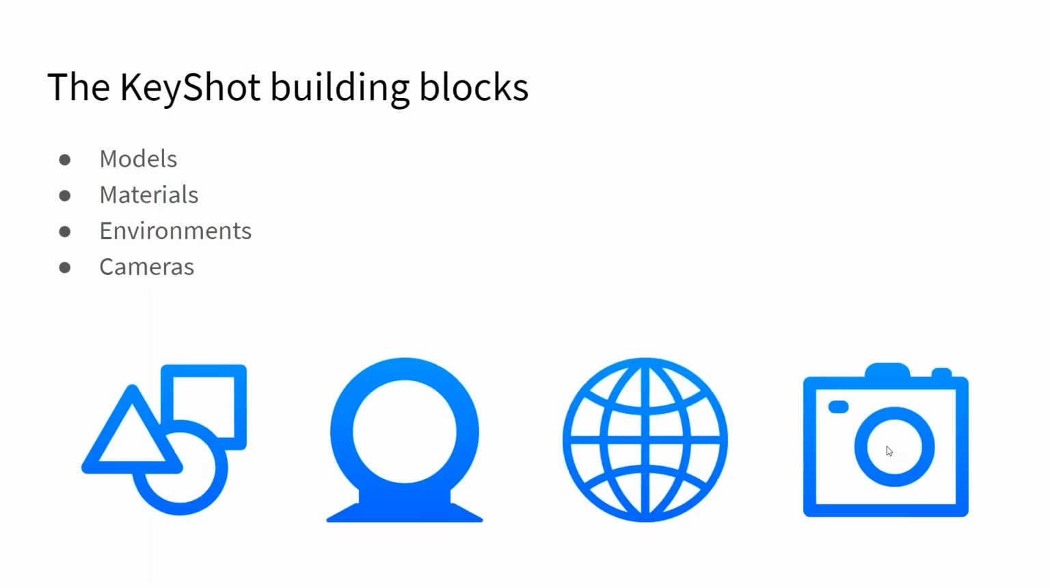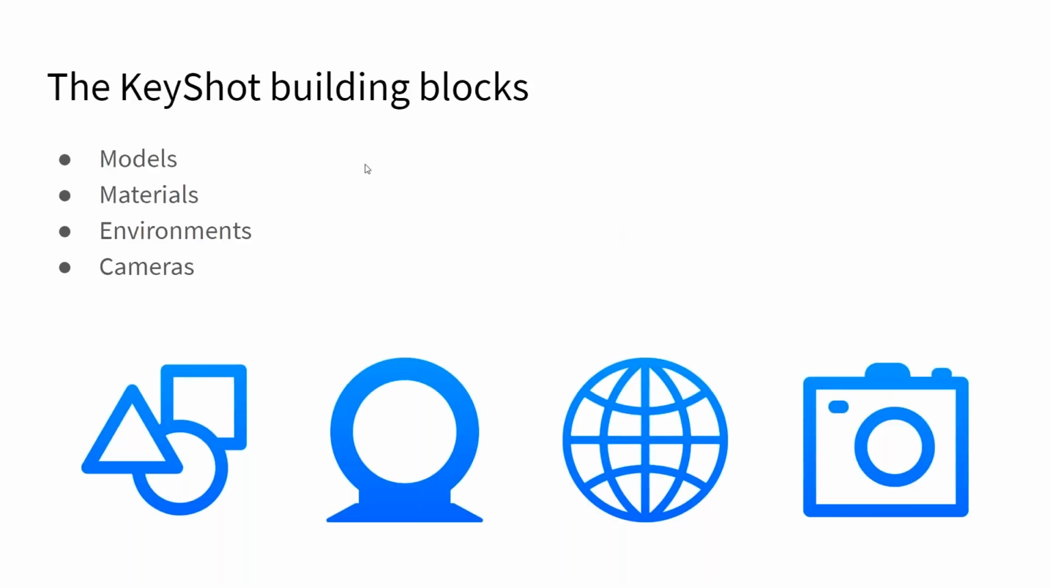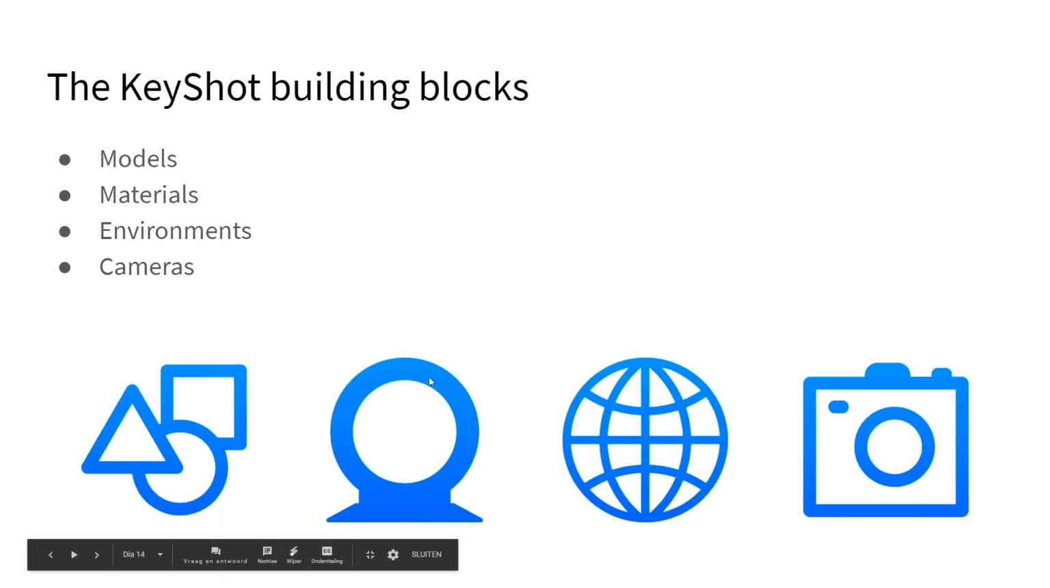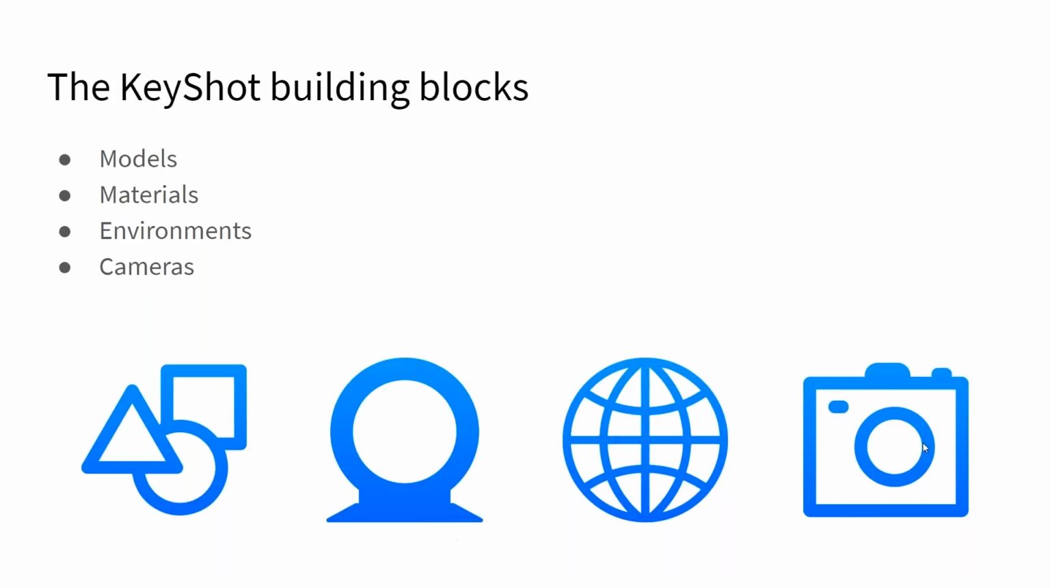So what are the building blocks of a KeyVR experience? How do you actually do design reviews, or what is necessary to do a proper design review in KeyVR? Basically, the KeyVR building blocks are just the same building blocks of KeyShot. So that means you have models, you have materials, environments, and cameras. And if you have those in the scene, you can actually switch between them and utilize them inside KeyVR.